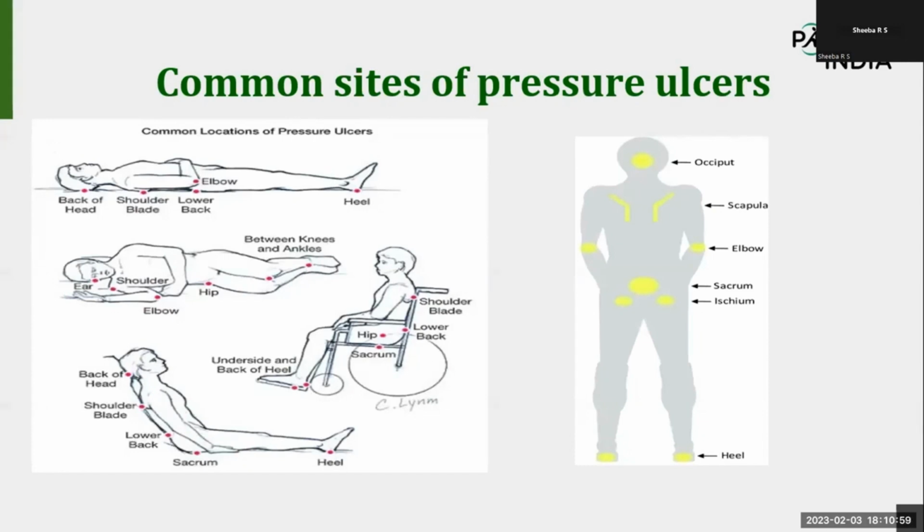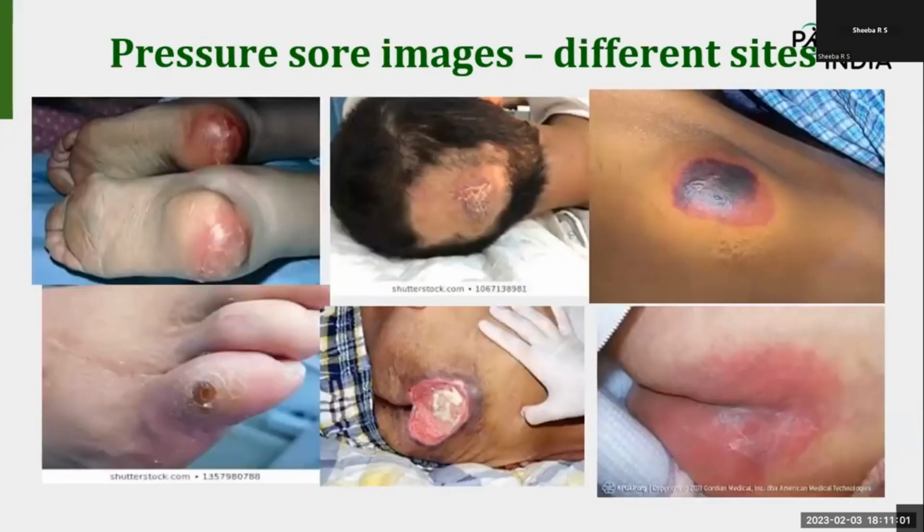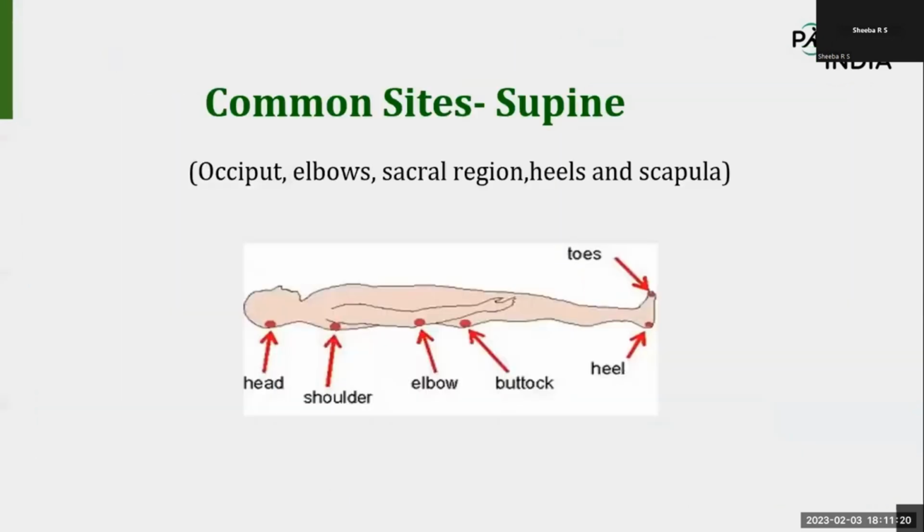It can occur anywhere in the body. You can see these images: heel, occiput, scapula, toes, sacrum. These are the areas. From this picture, we have to understand that it can occur anywhere. Depending upon the patient's body position it can occur, but mainly it's on the bony prominence.